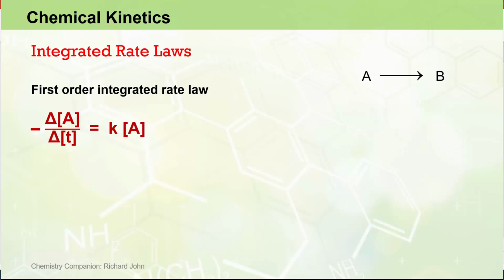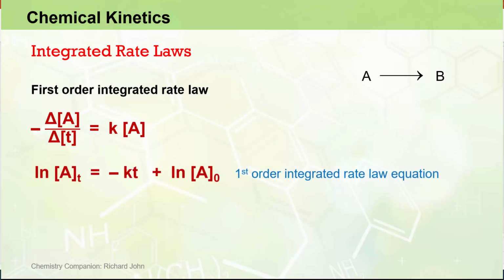We can rearrange this equation and do a little calculus involving integration of the function within limits to achieve this relationship here, which is known as the first order integrated rate law. Now, while the derivation of this expression is not too complicated, in chemistry the ability to understand and apply this equation is far more important than knowledge of its mathematical derivation.